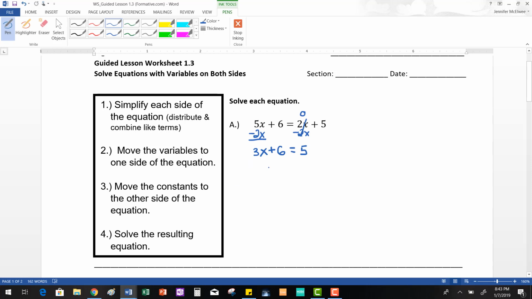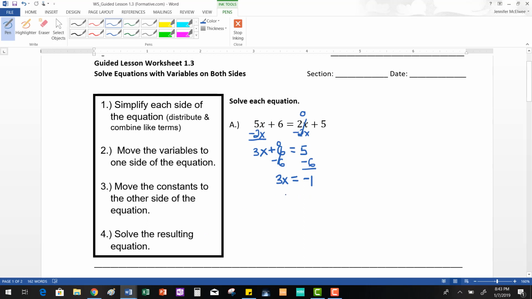Move the constants to the other side of the equation. Again, I want my variable terms to be on the left-hand side. That's that 3x, so I have to move the plus 6. I'm going to use my inverse operation of subtraction. I'm going to subtract 6 on both sides. So on the left-hand side, I'm left with 3x. On the right-hand side, 5 minus 6 is equal to negative 1.